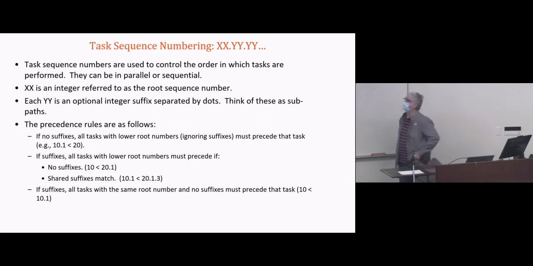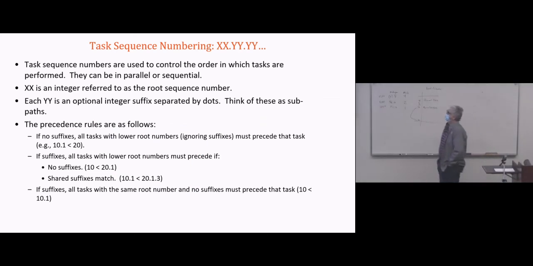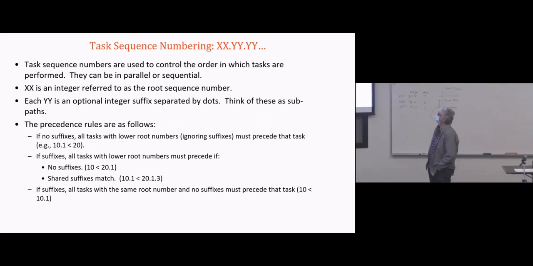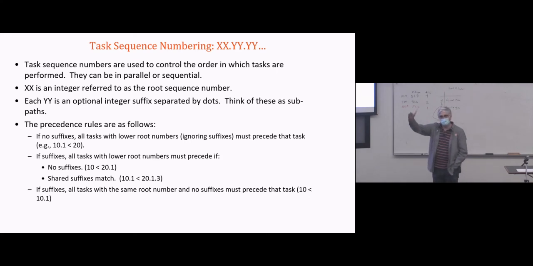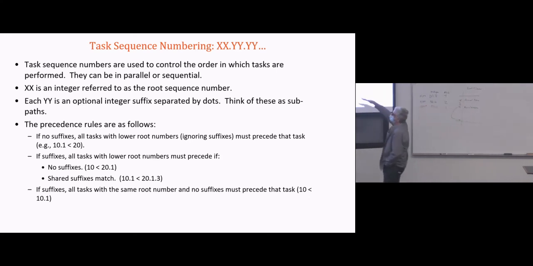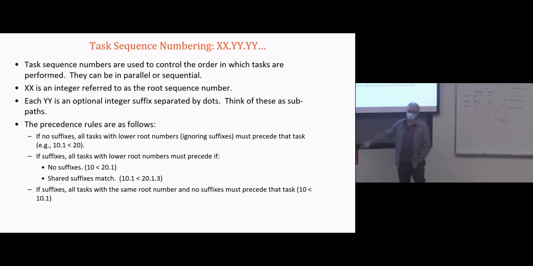And here's the stuff from the help about what this means. You have the root sequence number, you then have suffixes, and you can have an arbitrary number of suffixes. There's a set of these 3 rules.